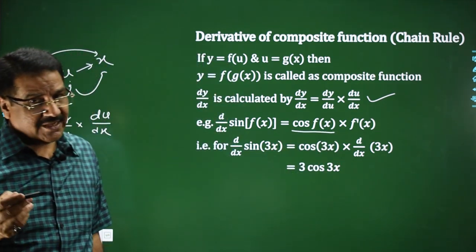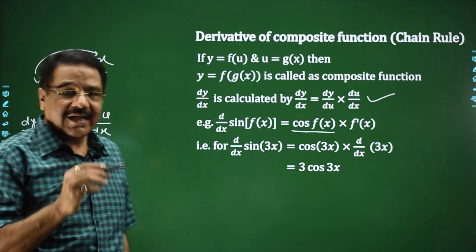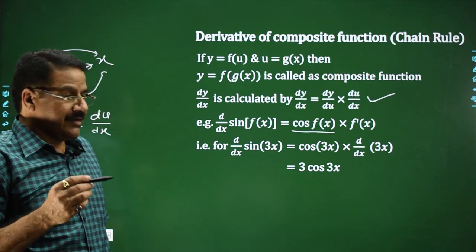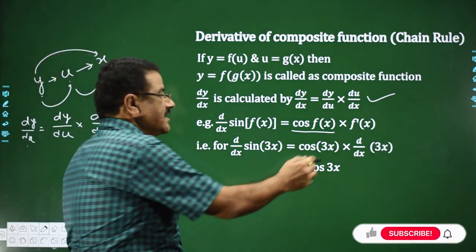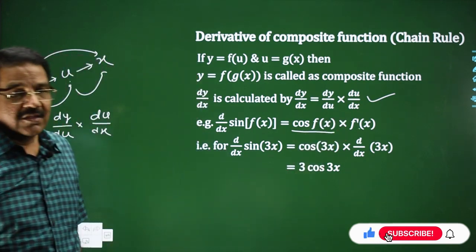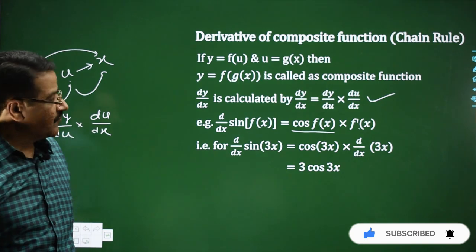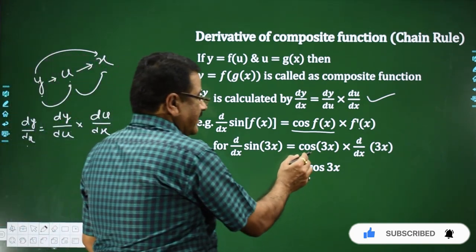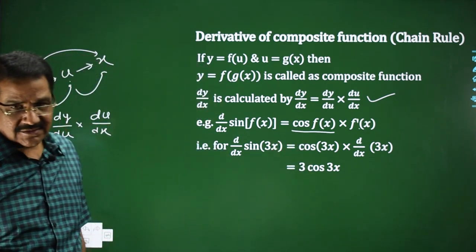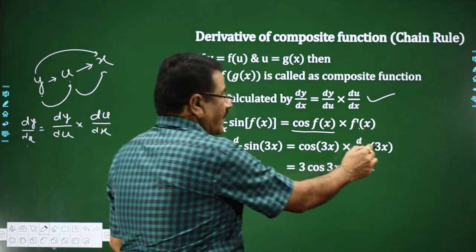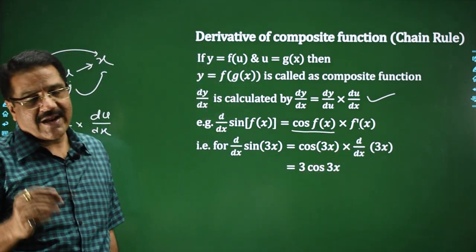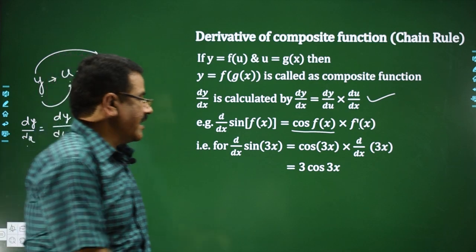Inside term f(x) should be kept as it is, and then multiplied by the derivative of f(x), that is f dash of x. Now, for example, we can see d by dx of sin 3x. First of all, we take the derivative of sine as cos of 3x into d by dx of 3x, and d by dx of 3x is 3, and that is why this is the answer.